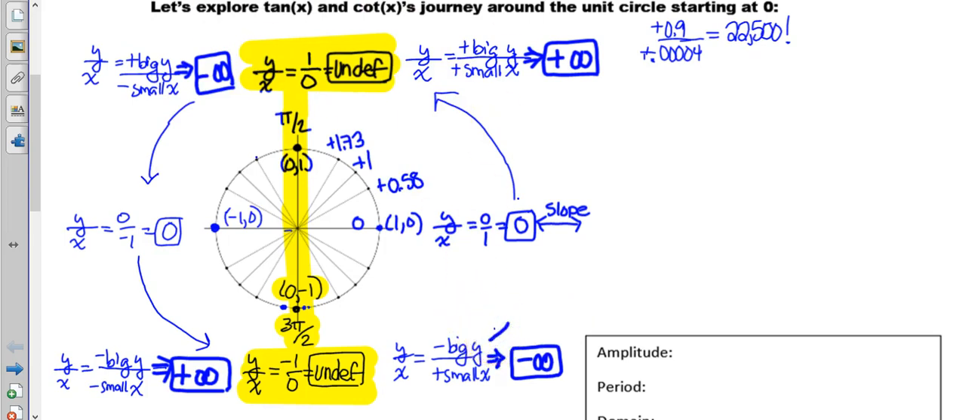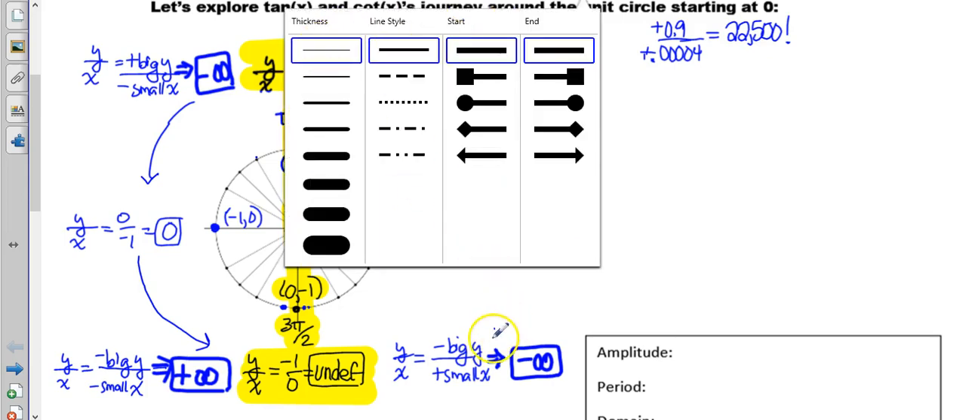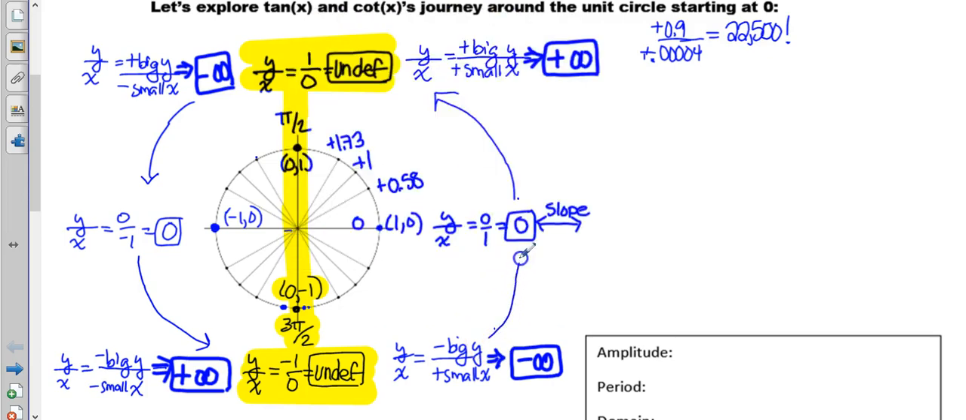So we leave negative infinity. Very, very steep negative values, then not so steep, still negative, but not so steep, not so steep, not so steep, until we arrive back at 0.